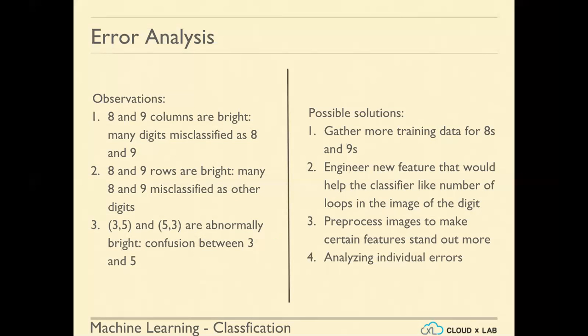All right. So that means there is a lot of confusion between these numbers. Possible solutions at this point are: first, gather more training data for 8s and 9s. Second, engineer new features that would help the classifier, like the number of loops in the images of the digits. Third, pre-process images to make certain features stand out more, and analyze individual errors.